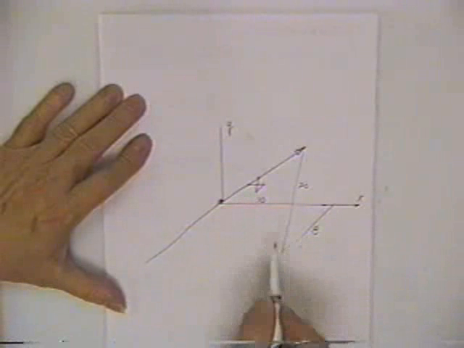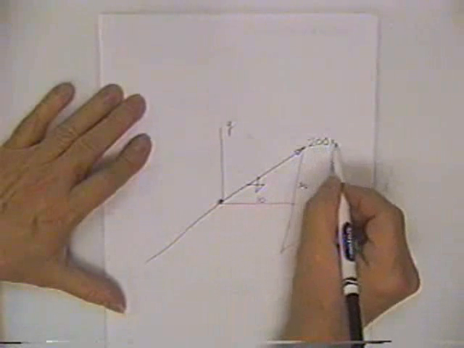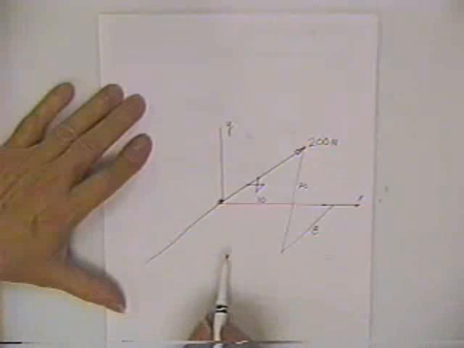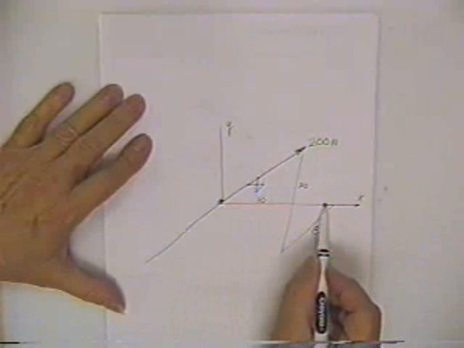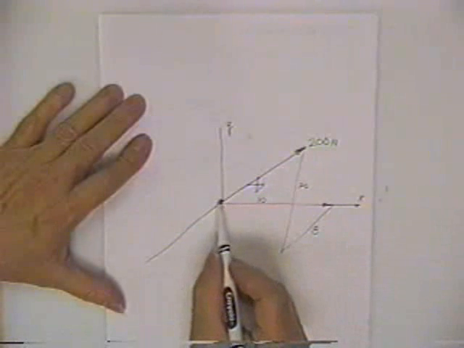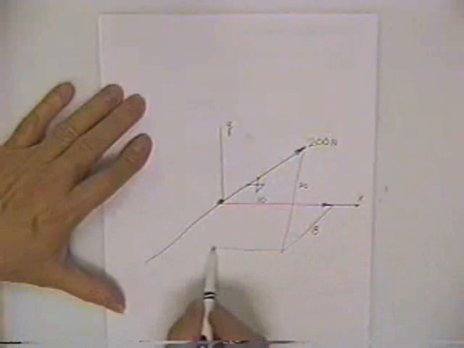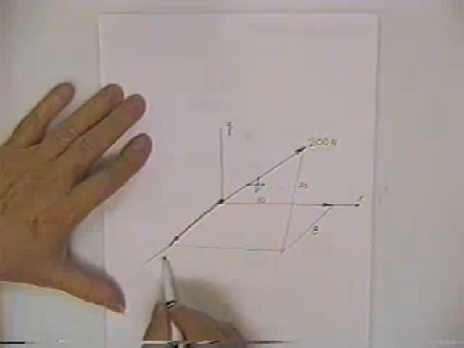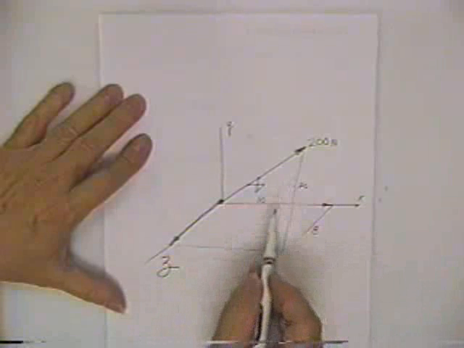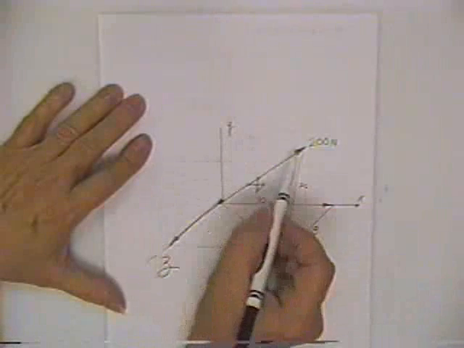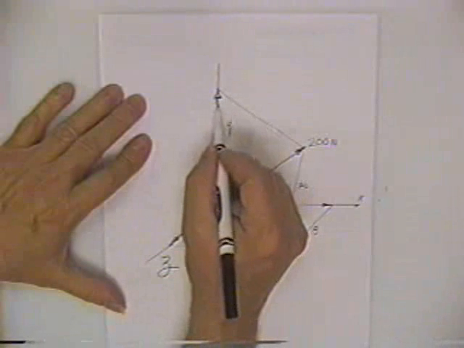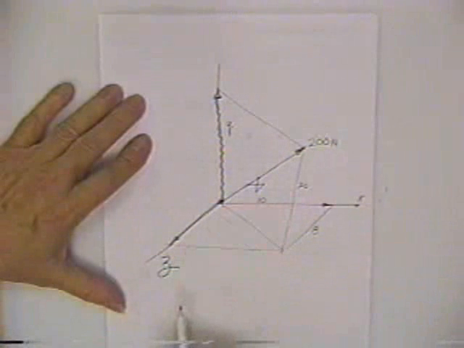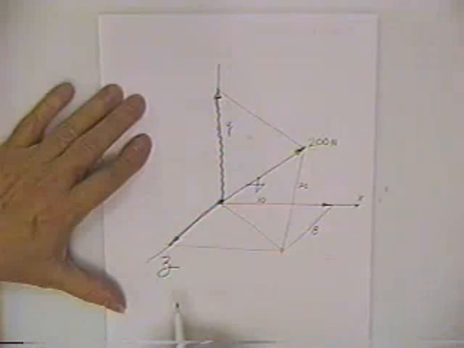But regardless of how they do that, if this was a 200 Newton force, you would be asked to be able to find this force's projection on this axis. You would have to be able to find this force's projection on the Z-axis. And you would have to be able to find this force's projection on the Y-axis. And that's pretty easy to do. It works just like it does in a two-dimensional case.